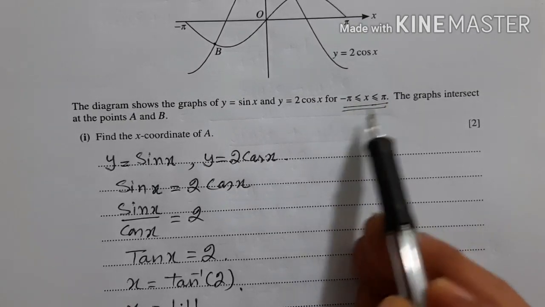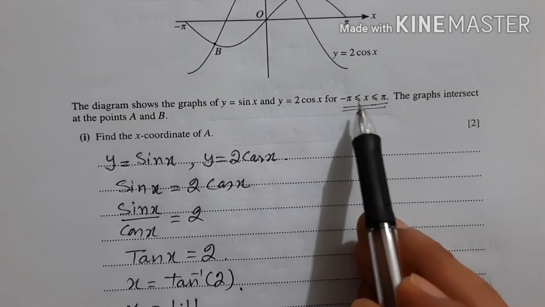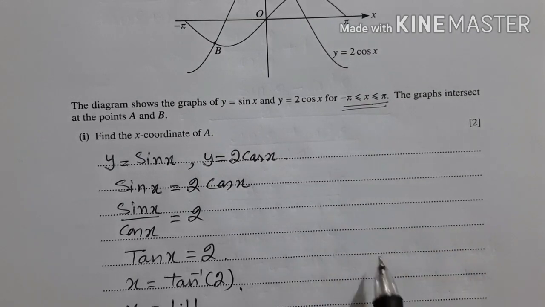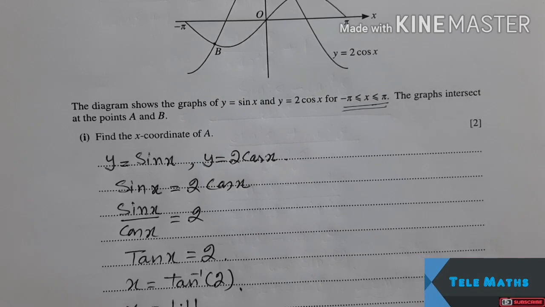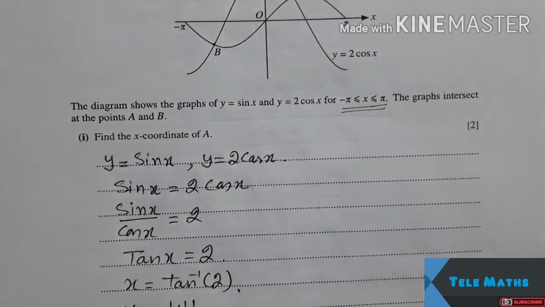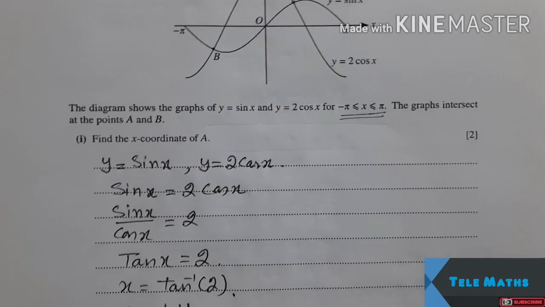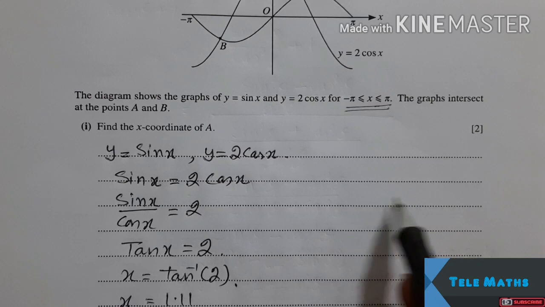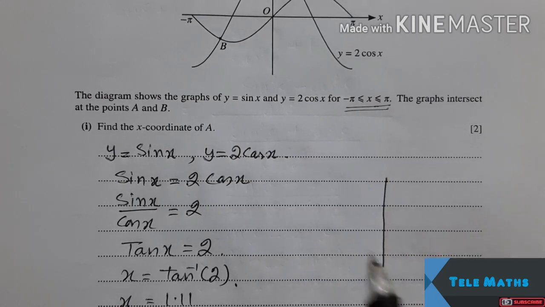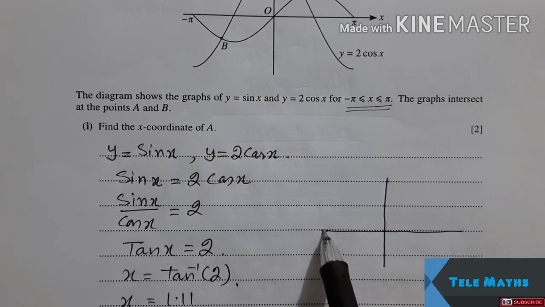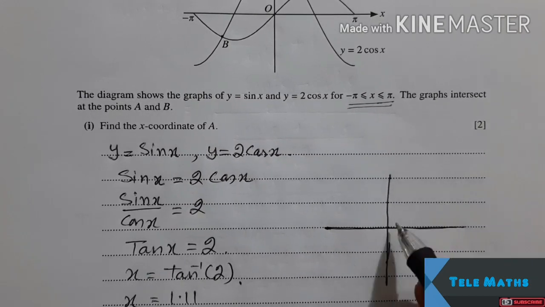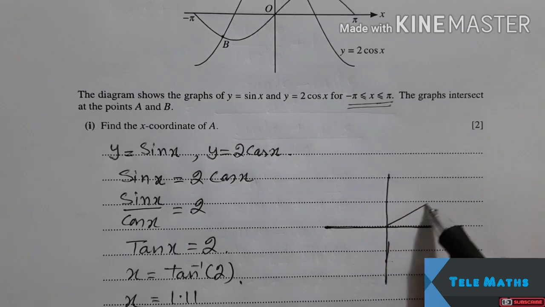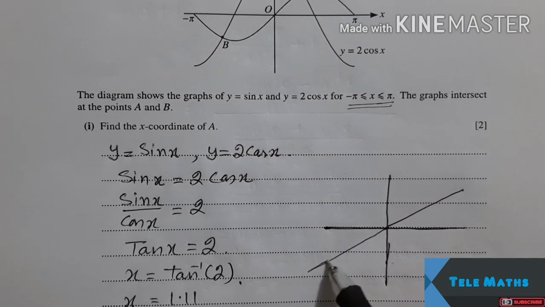Don't forget to change your calculator to radian mode because this question is in radian mode. So this is the value of x, because A is in the first quadrant. Because if we plot a quadrant graph, tan is positive, it means we will be in the first and the third quadrant.